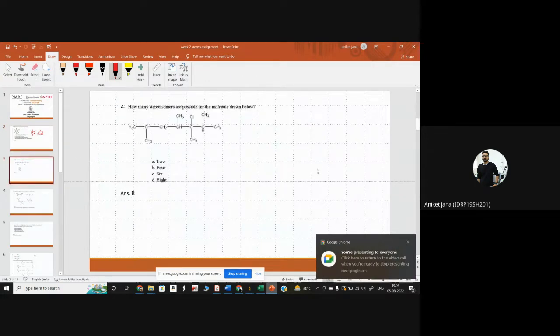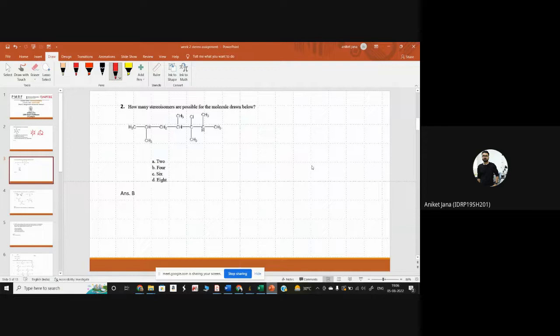How many stereoisomers are possible for the following molecule drawn? Tell me, how many? Four stereoisomers. How can you determine? Sir, there are two asymmetric centers. Yes, two asymmetric centers, this one and this one, right?